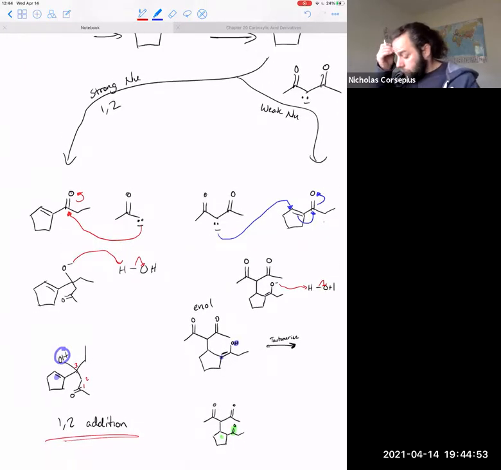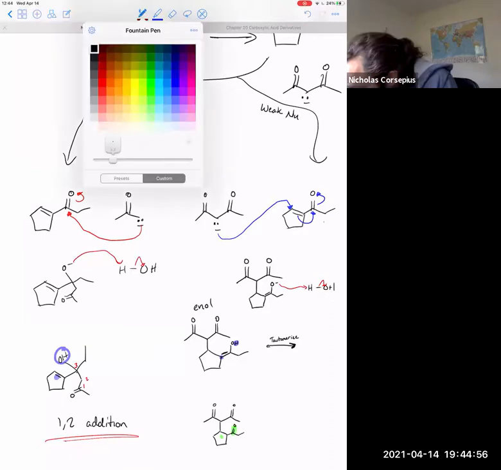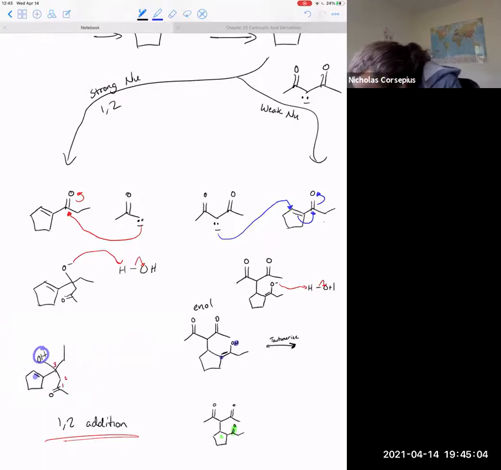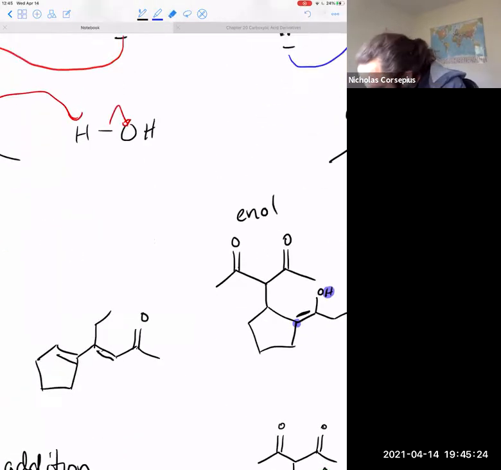And actually, if there was any amount of heat involved, because of this product here, you can actually get a condensation also. And actually the condensation would be particularly favorable for this particular molecule. Can anybody tell me why?